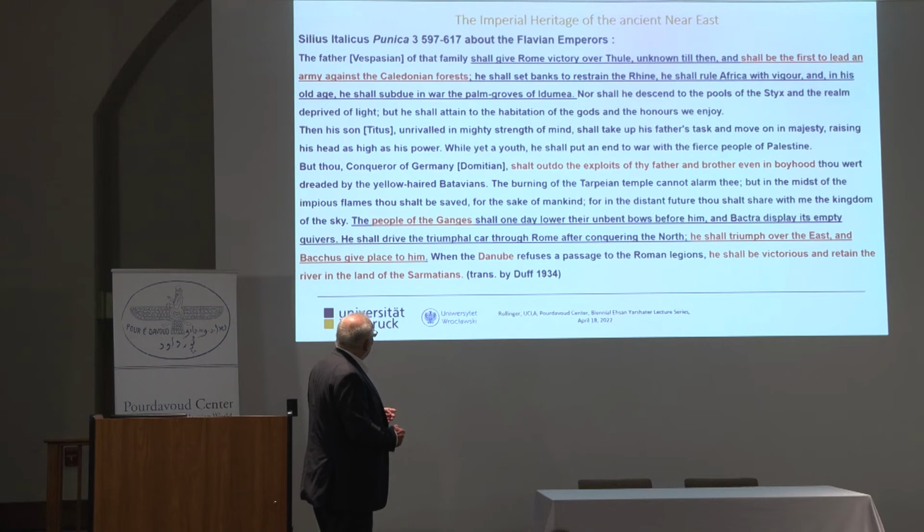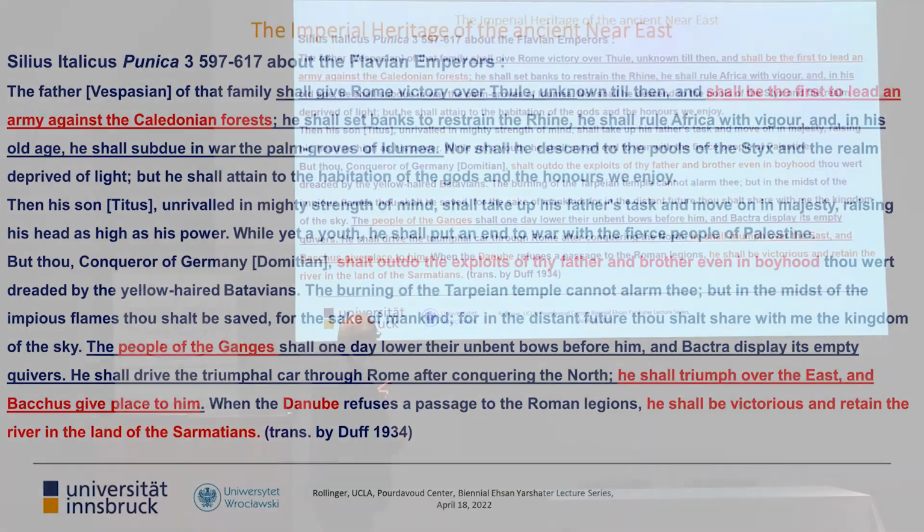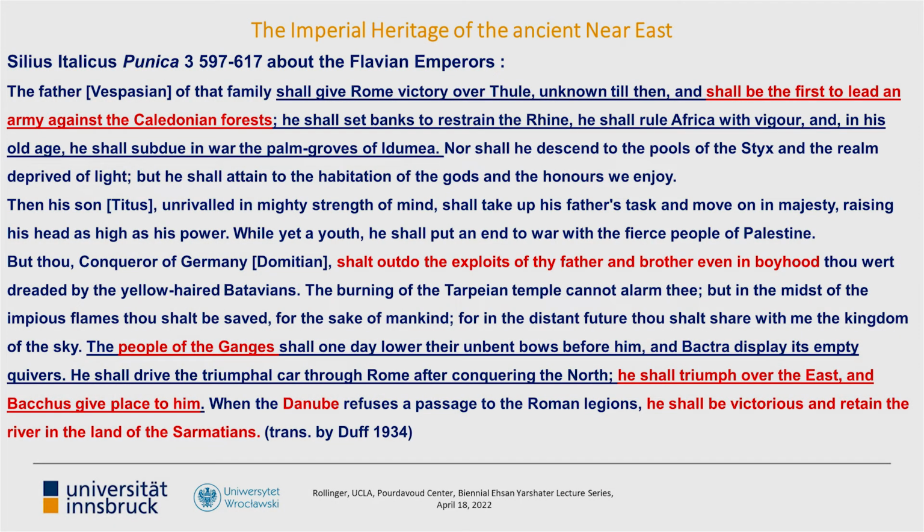And the same is true with Titus, but the most important part is connected with Domitian, because he shall not only outdo the exploits of the father and brother, again outperforming, but the people of the Ganges shall one day lower their unbent bows before him, and Bactra display its empty quivers. He shall drive the triumphal car through Rome after conquering the north. The north he shall triumph over the east, and Bacchus give place to him.